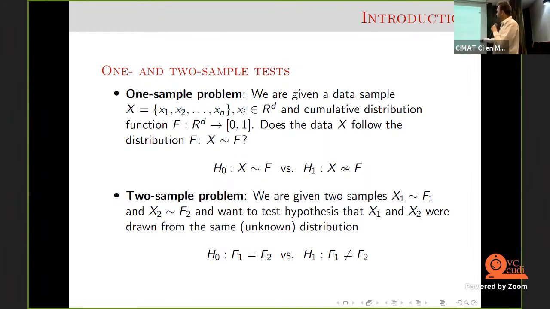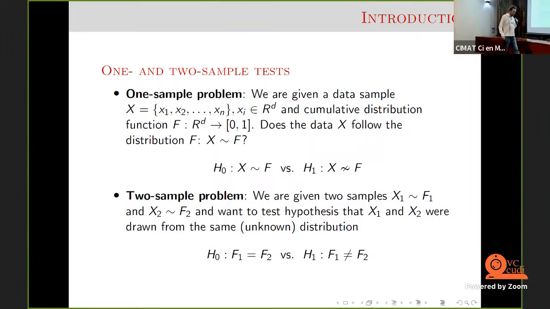And then we are asking if this collection of points is sampled from this cumulative distribution function. This is what we call our null hypothesis, or H0. There is an alternative hypothesis, which is the negation of the null hypothesis. We say, now they are not sampled from the distribution.